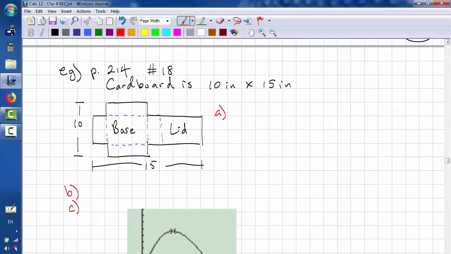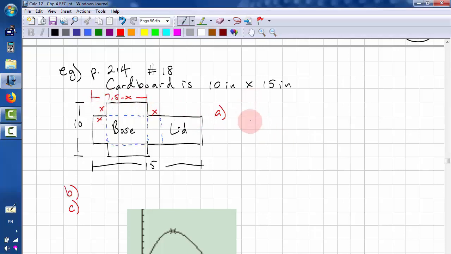Next example, cardboard box. Page 214, number 18. The piece of cardboard is 10 inches by 15 inches. Okay, so we draw the 10 inches by 15 inches, but we're cutting a corner out. So that's x, x. Here's another x. Okay, so this is 7.5 minus x, because that's half of 15. This is 7.5, this is 7.5, and both of them we're subtracting an x.